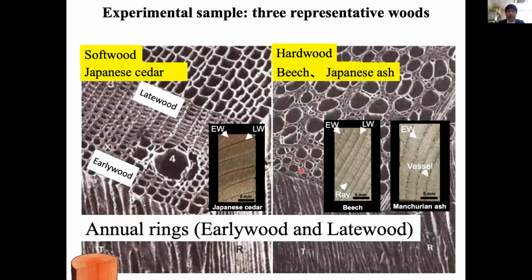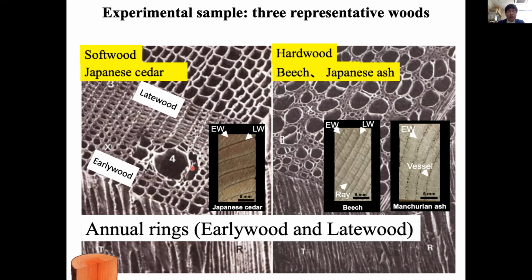Three species were selected in this study, including softwood Japanese cedar, hardwood beech, and Japanese ash. 12 samples of each species were prepared, and the size was around 24 millimeter by 12 millimeter, and the thickness was around 5 millimeter. The tissue structure of the softwood is very simple. More than 90% is occupied by tracheids. On the other hand, the tissue structure of hardwood is more complex. It has many types of cells, and the functions of each cell are also different. Besides, it is often difficult to distinguish between early wood and late wood.